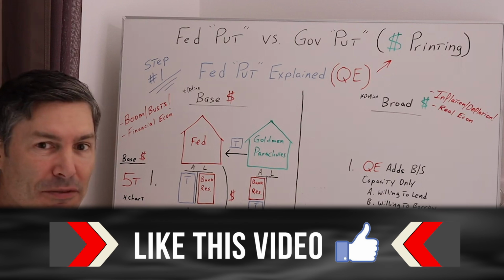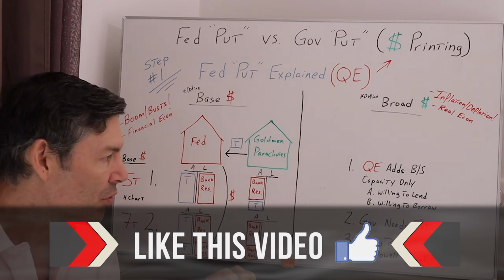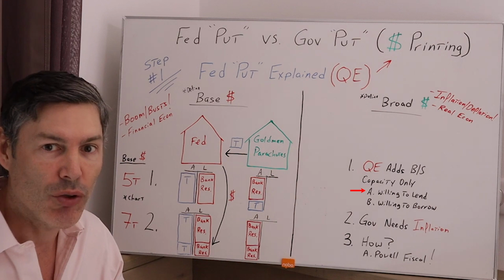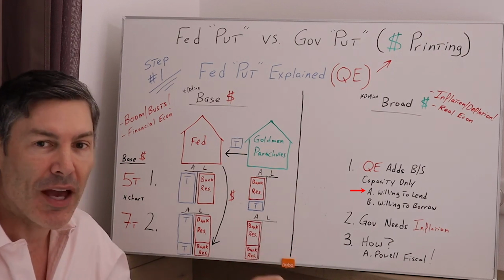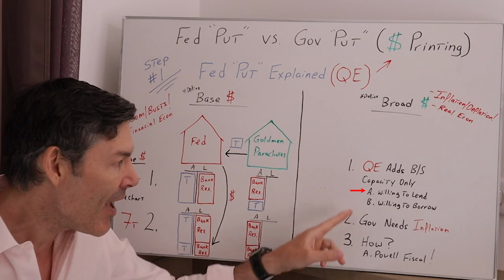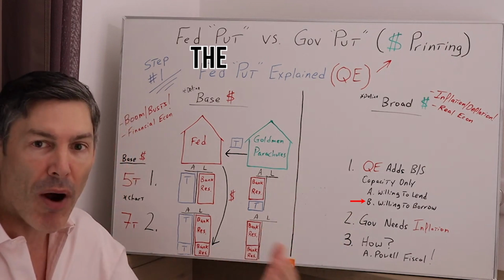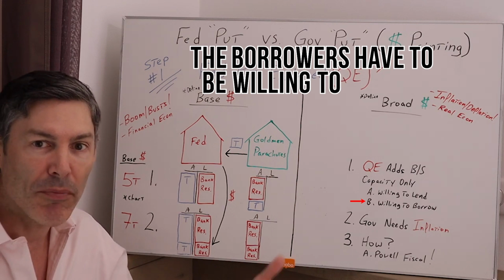But this is predicated upon two things. Number one, those banks have to be willing to lend into the real economy. They have to be willing to create more loans. And this is something that nobody really ever talks about, is the borrowers have to be willing to borrow.